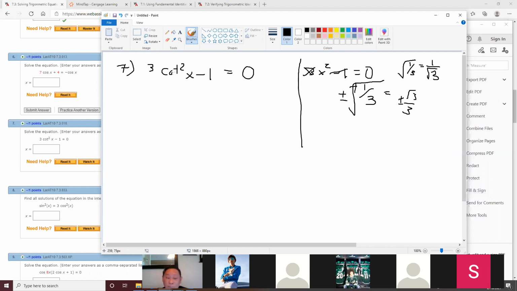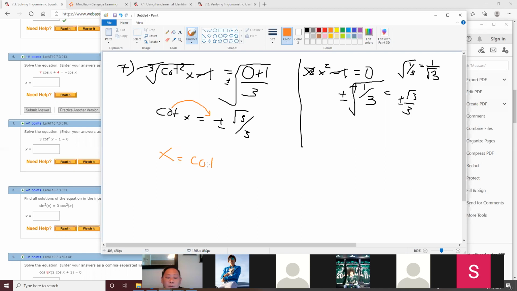So this is the same thing. You just add 1 over here, divide by 3, that's what you just did. Take the square root, plus and minus. So this is actually cotangent x equals plus minus 1 over root 3, which will become root 3 over 3. The same thing we just did over here. And then now what you do next is move the cotangent over, become what? The arc cotangent. So this is plus minus.